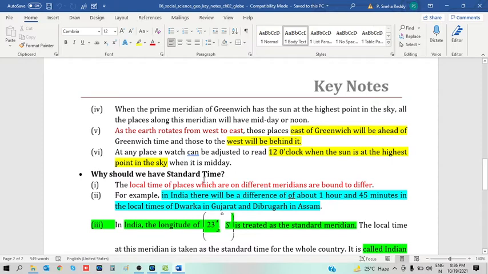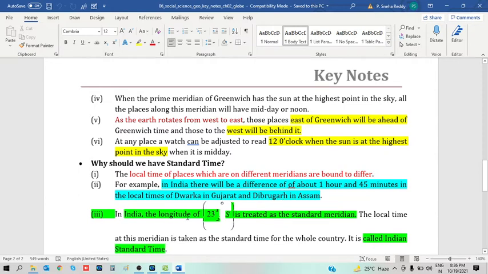Why should we have standard time? The local time of places which are on different meridians are bound to differ. For example, in India there will be a difference of 1 hour 45 minutes in the local time of Dwarak in Gujarat and Dibrugarh in Assam. This is very important.